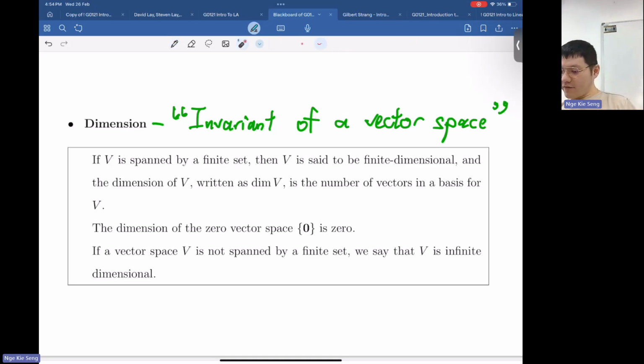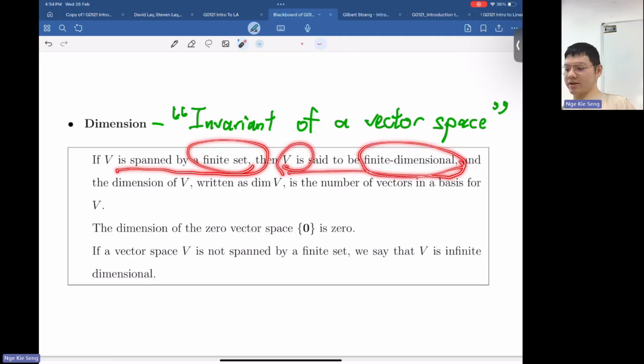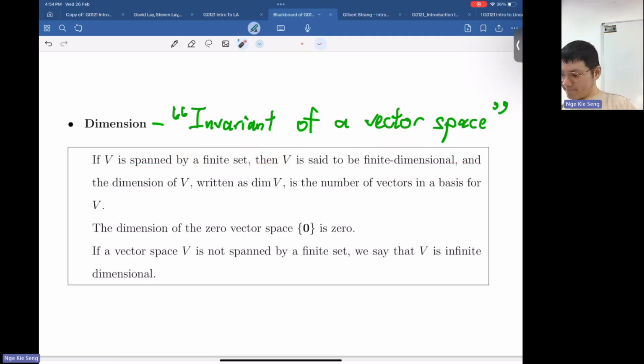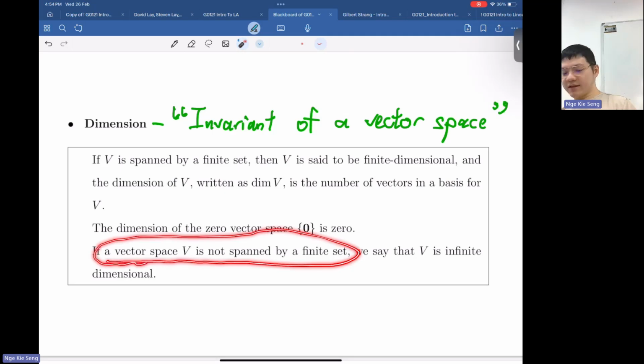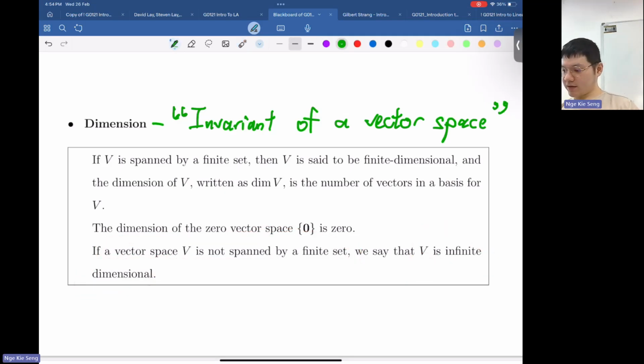So we will say that if V is spanned by a finite set, then V is finite dimensional. And the dimension of the zero space is always 0. And if the basis set has infinitely many vectors, we will say that V is infinite dimensional. So there are finite dimensional and infinite dimensional spaces.